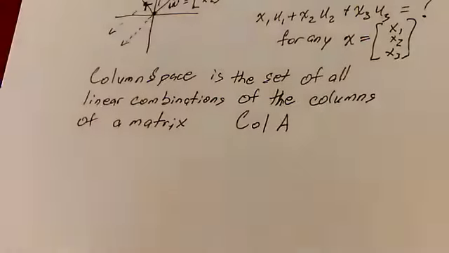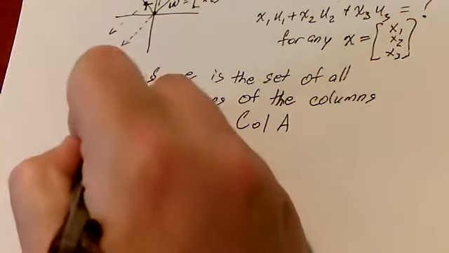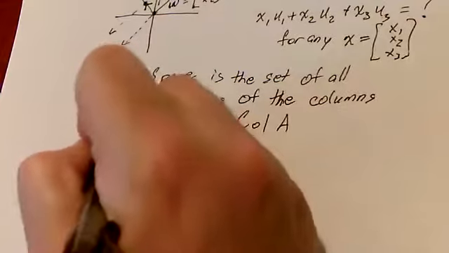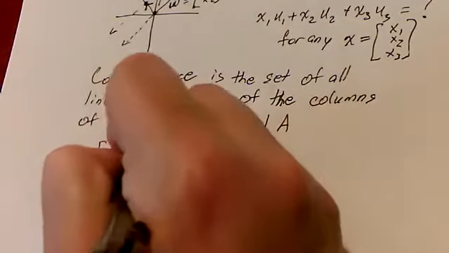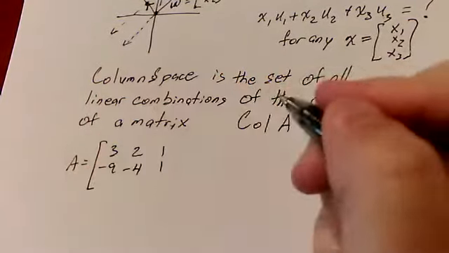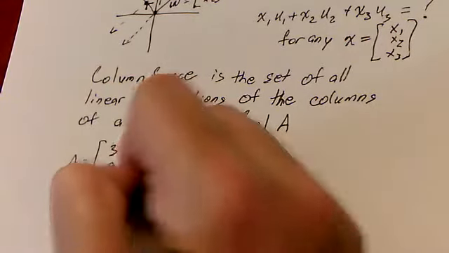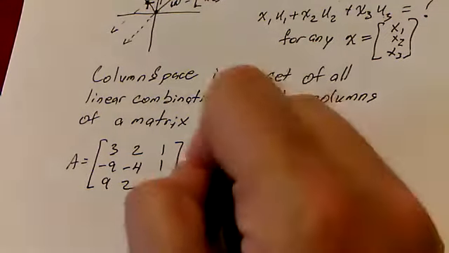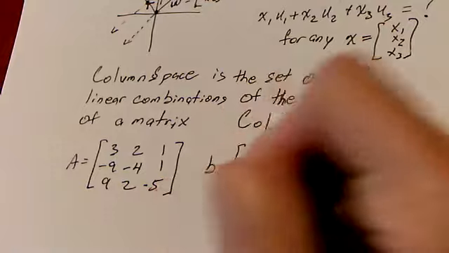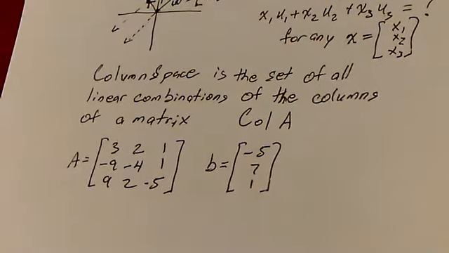All right, so let's take a look at a matrix A here and work some examples, talk about some definitions and ideas here. So 3, 2, 1 for the top row. Second row is going to be -9, -4, and 1. And the bottom row is going to be 9, 2, and -5. Okay, so I have my matrix A. I'm also going to give you a vector B. And that vector B is going to be -5, 7, and 1.